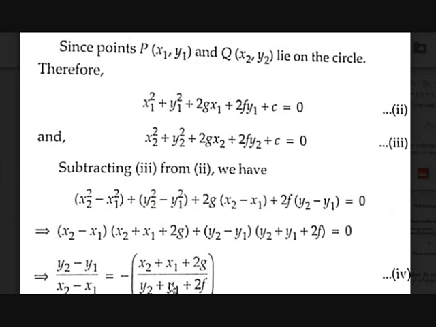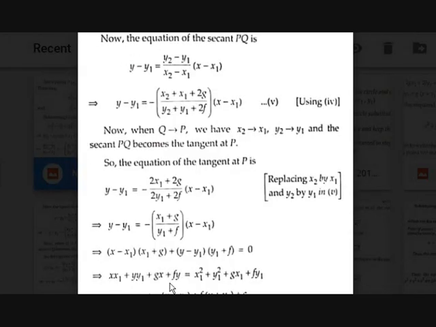And if we simplify that, what will be the equation of the secant? We know the two-point form, right? We know two points, P and Q. If two points are known, then the equation is y minus y1 is equal to y2 minus y1 by x2 minus x1 into x minus x1. From equation 4, what is y2 minus y1 by x2 minus x1? It is negative of x2 plus x1 plus 2g by y2 plus y1 plus 2f.